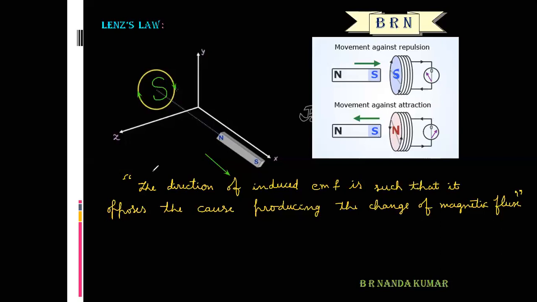So what is the statement of Lenz's law? The direction of induced EMF is such that it opposes the cause producing the change of the magnetic flux. Lenz is the scientist who gave the direction of the induced EMF. So what is the significance of Lenz's law? This is very important.